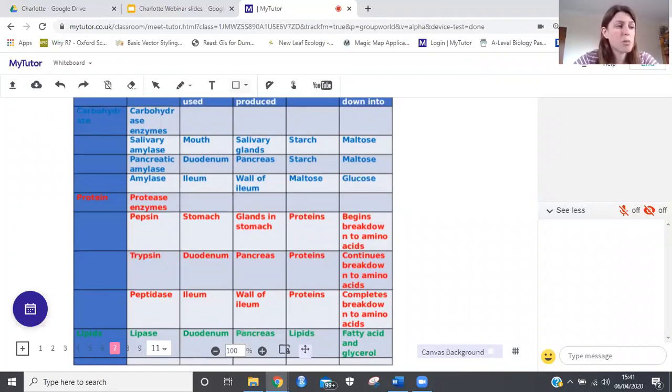Okay, the main difference between the duodenum and the ileum is that one is higher up, so they're two different parts of the small intestine.